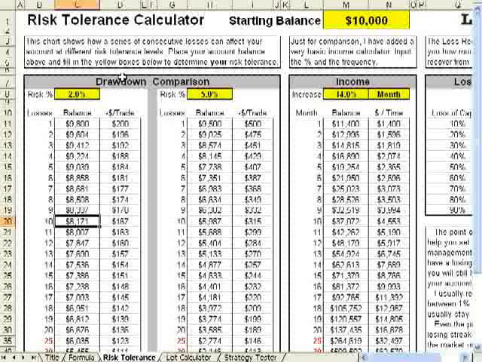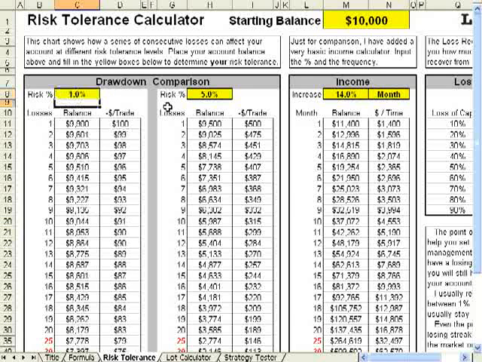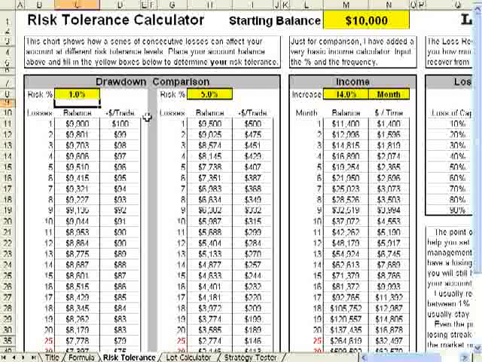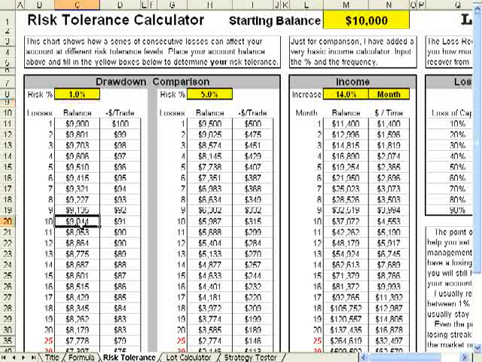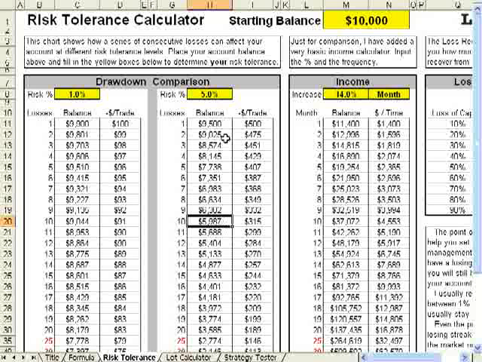So here's what we do. If we look at the comparison between 2% and 5%, okay, let's go to 1% and 5%. At 1% we're risking, with a $10,000 balance, $100 per trade, and at 5% we're risking $500 per trade. If we have 10 losses in a row on 1%, we still have more than 90% of our account. If we have 10 losses in a row on 5%, we still have almost 60% of our account left. Quite a bit of difference between 1% and 5%.